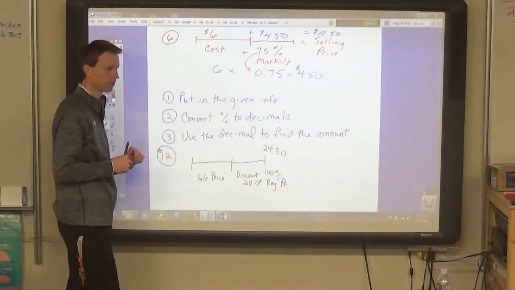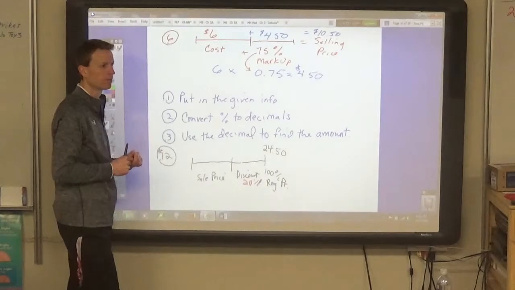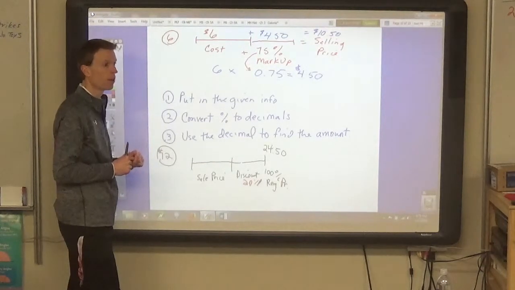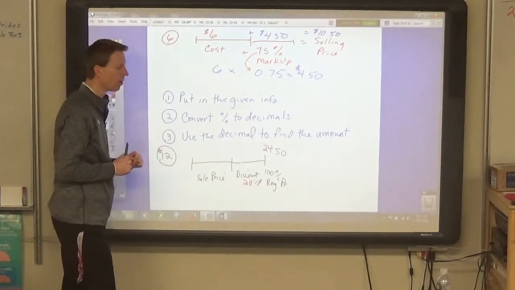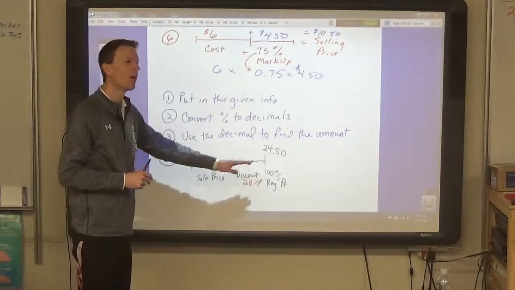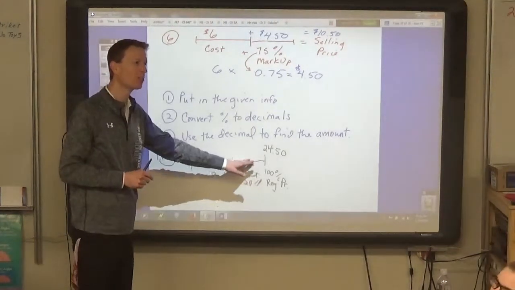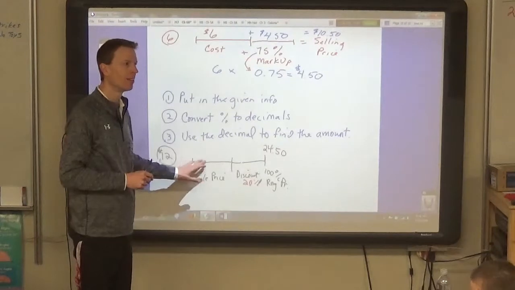AJ? I'm just copying on the model. I don't really understand this right now. You don't understand this? No. Well, the discount thing. I understand the other one. Well then why don't you pay attention to this? Because we're doing a question on discount right now. Yeah, I know. I'm writing down what you're writing down.